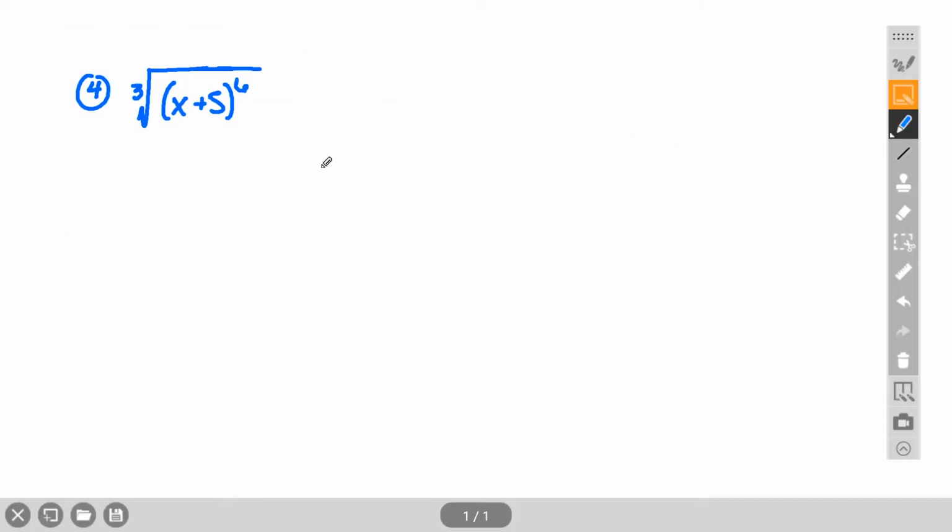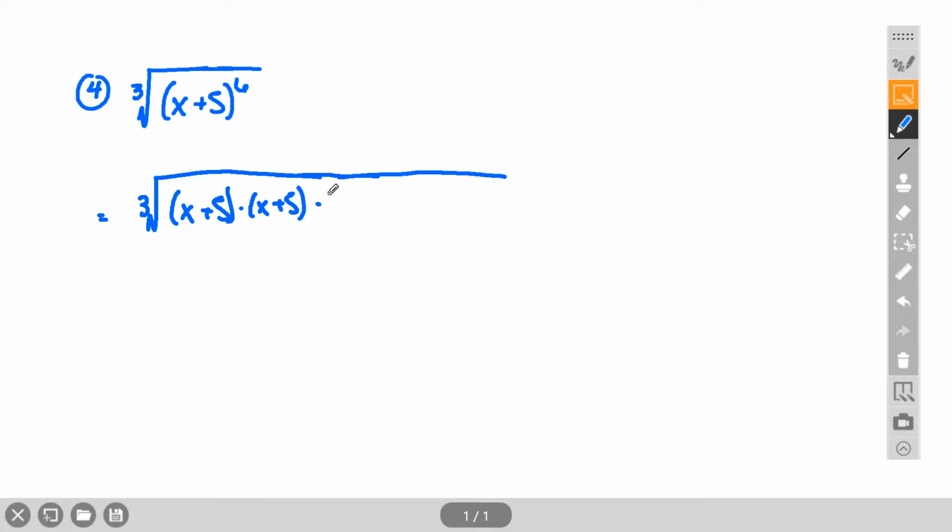And the reason is, you have to remember what this exponent of 6 means. It means that it's multiplied together 6 times. So it's x plus 5 times x plus 5, 6 times. So 3, 4, 5, 6. Okay, that's 6 times it's been multiplied together.